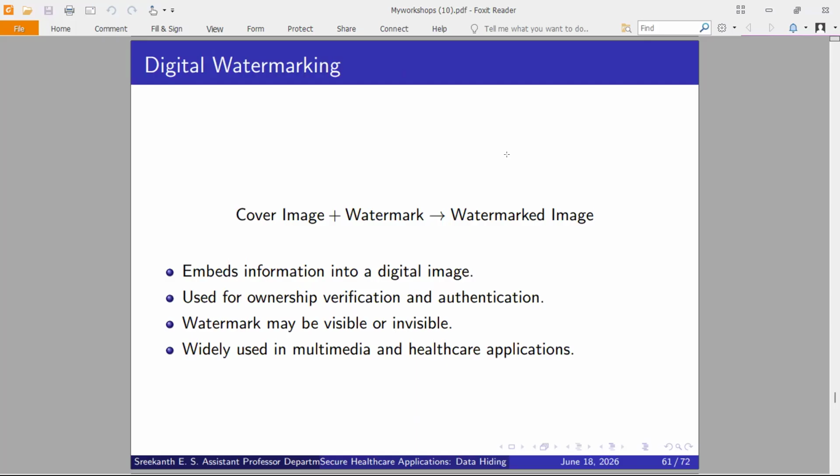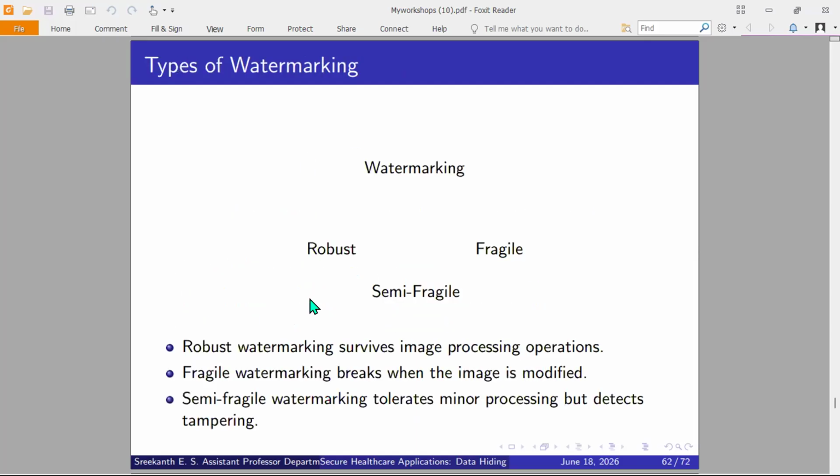I am not going into much detail, but for now I am telling just this much. There are three types of watermarking; these are perception-based watermarking: robust, fragile, and semi-fragile. There are many different watermarkings, so I am not going into that. How are we differentiating robust, fragile, and semi-fragile?